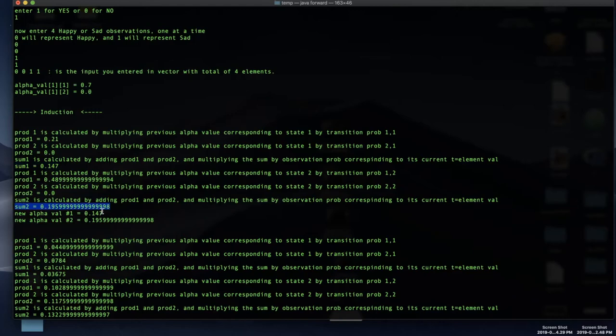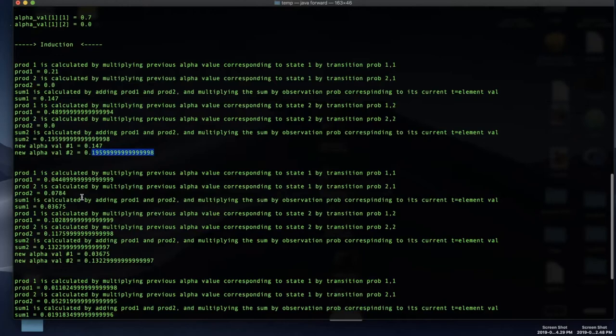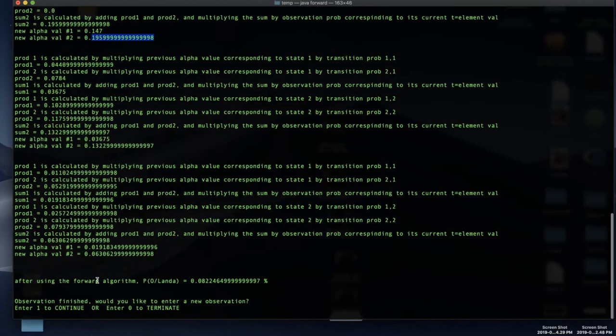Once we have those, we're going to use those values when computing product 1, product 2, and so on and so on. And then it says, after using the forward algorithm, if you add these two up, you will get this value, which is how termination works. It adds the last two alpha values of the last element together. Then observation finished, would you like to enter a new observation?